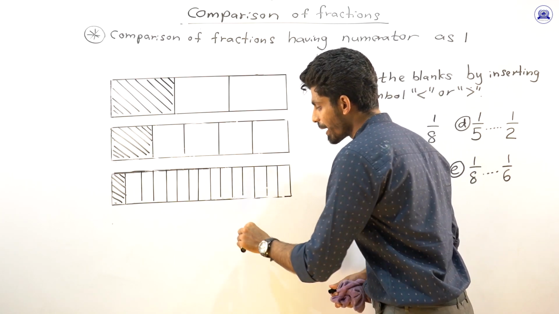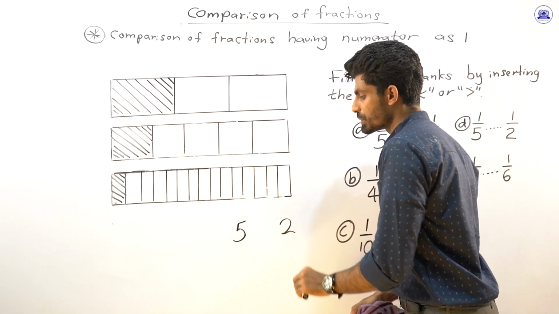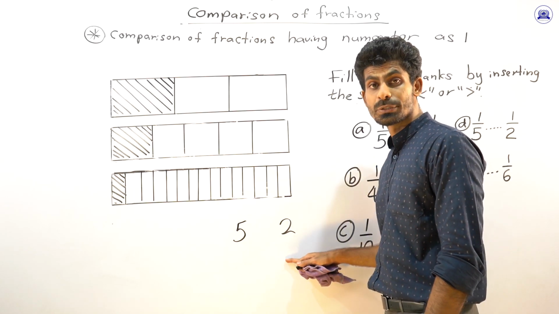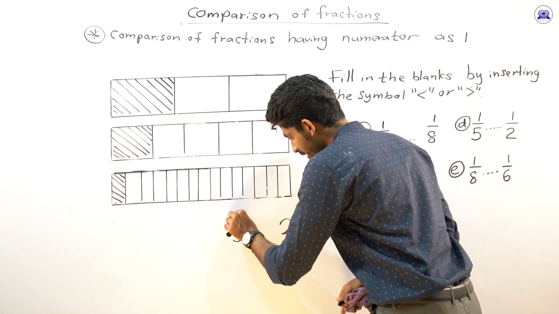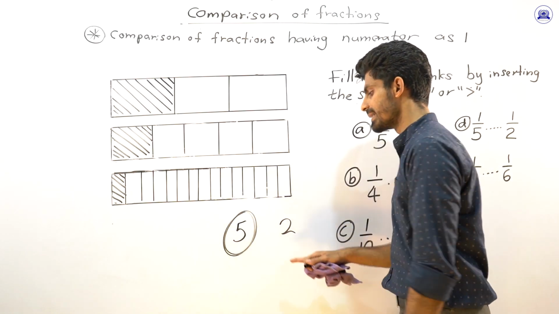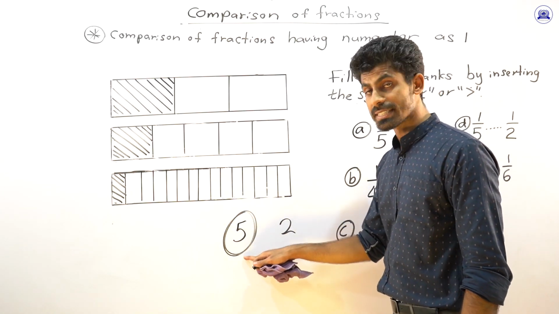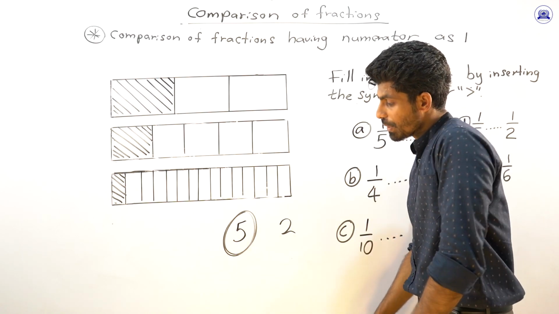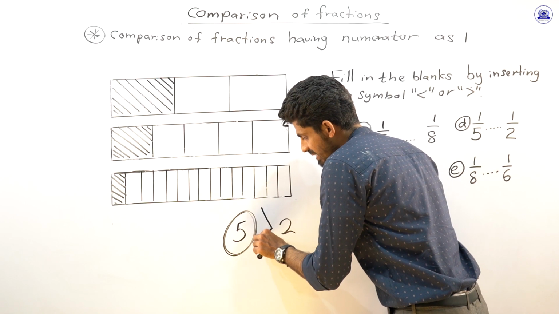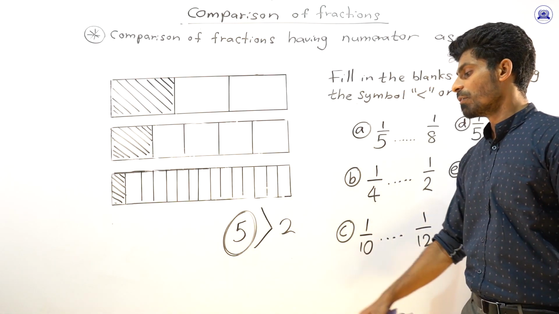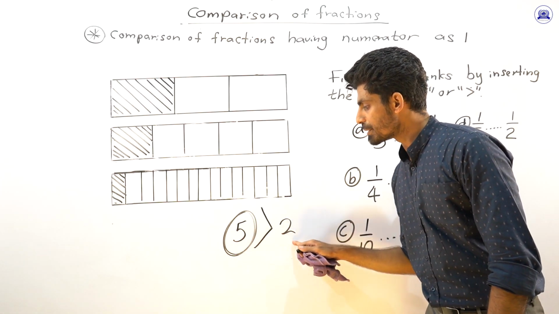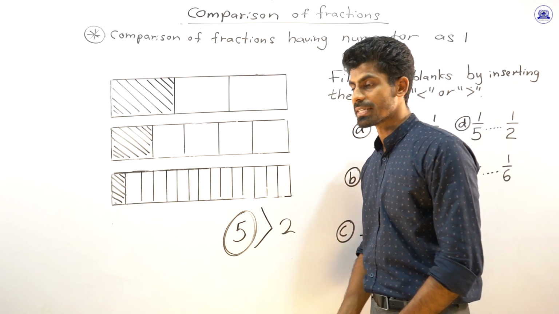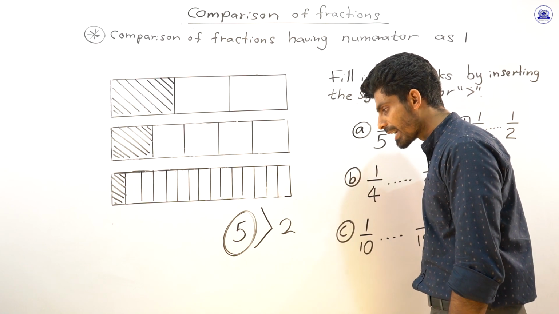You know 5 and 2, which one is the greatest? 5 is greater than 2. This is the largest amount and this is the lowest amount. So we can use this mark. 5 is greater than 2. How to say that one? 5 is greater than 2.